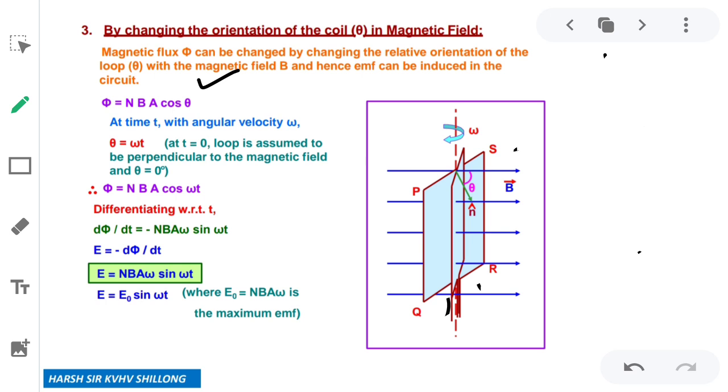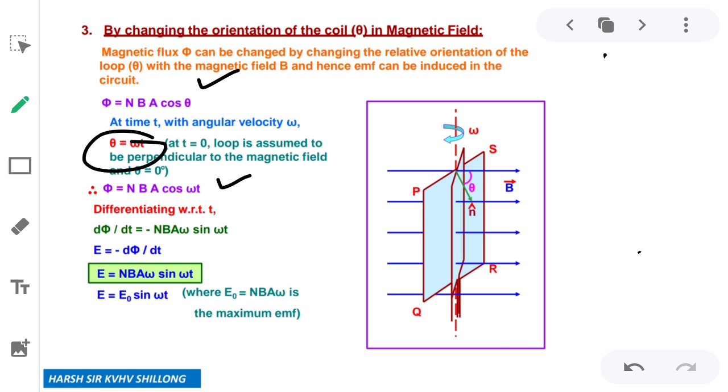So what is the flux linked to the loop? That is NBA cos theta. Theta varies here because obviously when it rotates, the normal will change. The area vector, that is n cap, will change the angle theta with the B vector. So here neither A nor B, but the angle is changing. Theta is what? Omega t. Phi is NBA cos omega t.